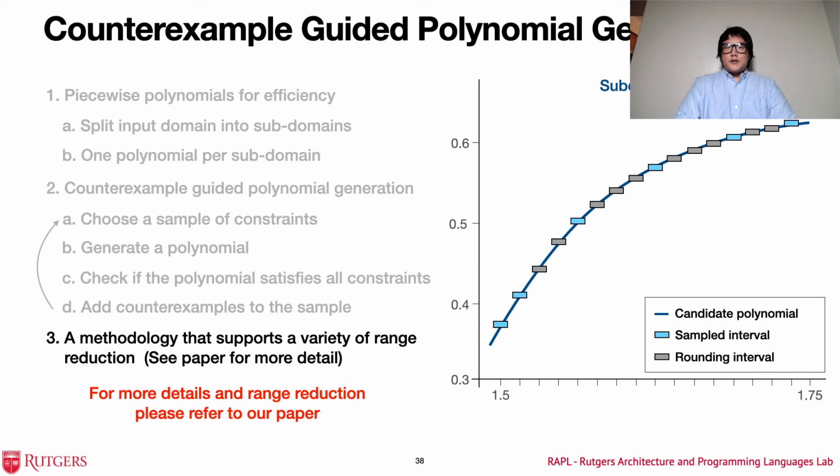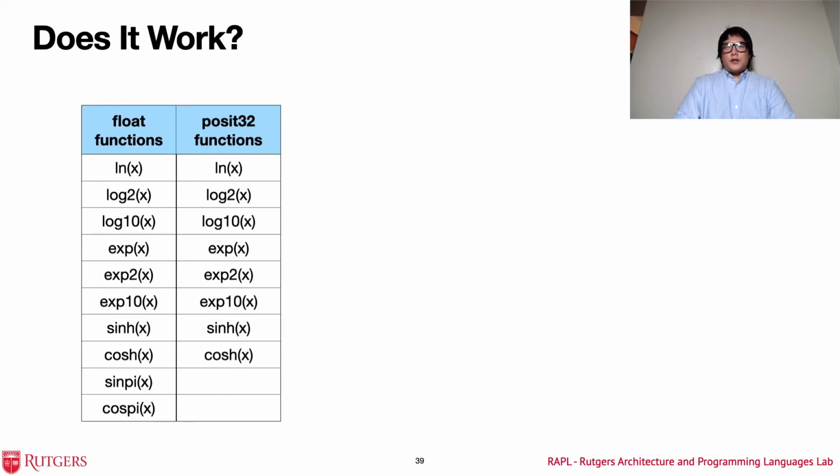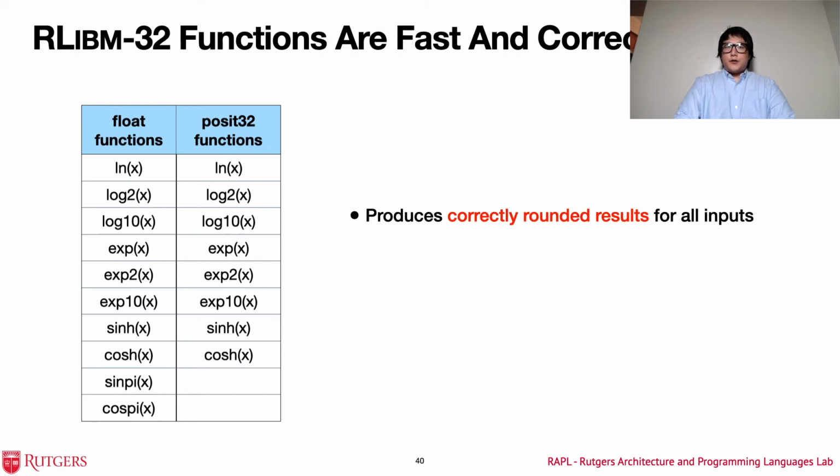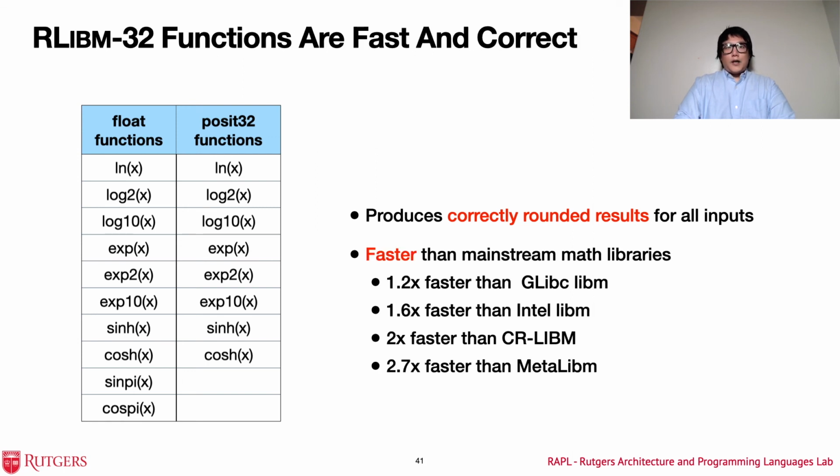For more details on our methodology, please read our paper. Using our approach, we generated several approximation functions for 32-bit float and 32-bit positive representations. All of our functions produce correctly rounded results for all inputs. But more importantly, our library is faster than mainstream math libraries that have been optimized for decades. Mainstream math libraries do not produce correctly rounded 32-bit results.